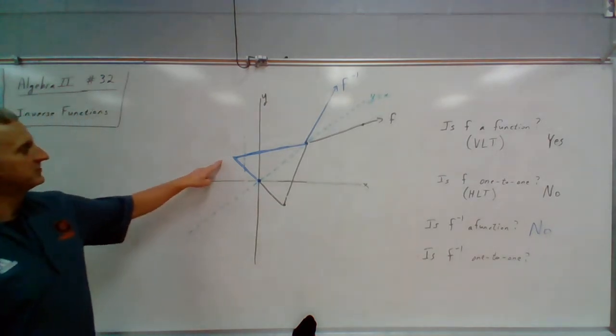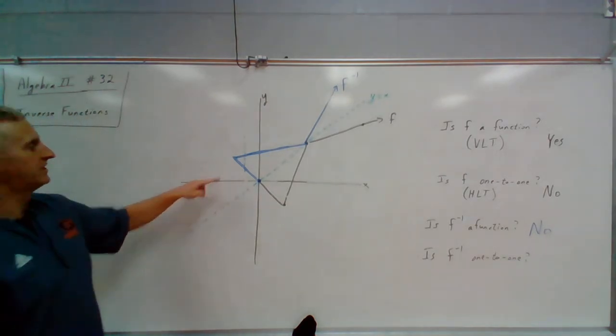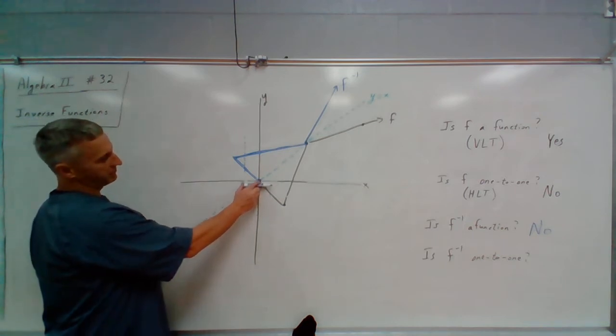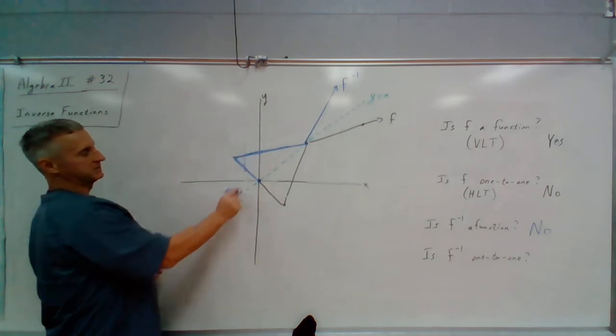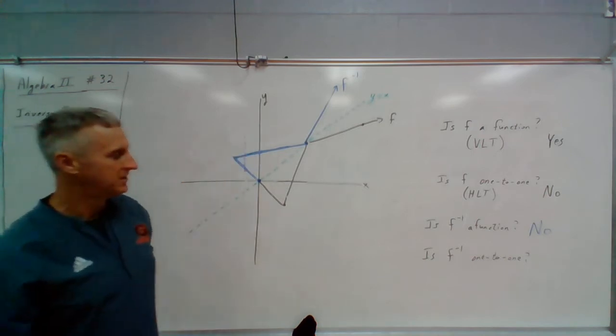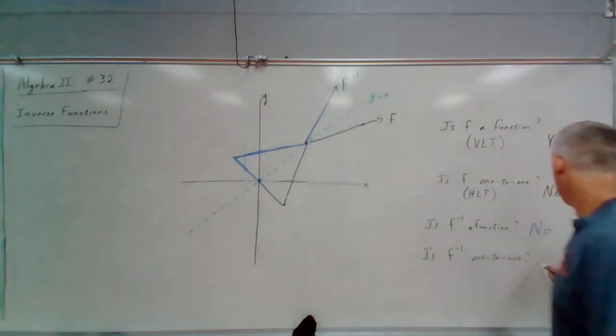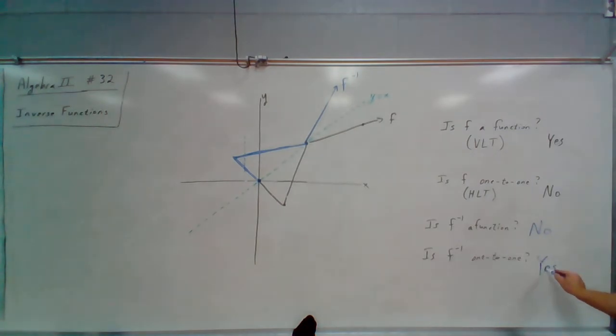What about f inverse, is it 1 to 1? Does it pass the horizontal line test? Anywhere I draw a horizontal line, I never touch more than once on the blue graph. So yes, it is 1 to 1. So now you can obviously see the relationship between a function being 1 to 1 and the inverse relations.